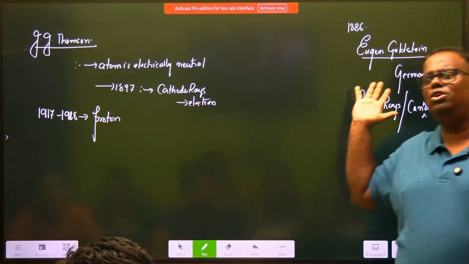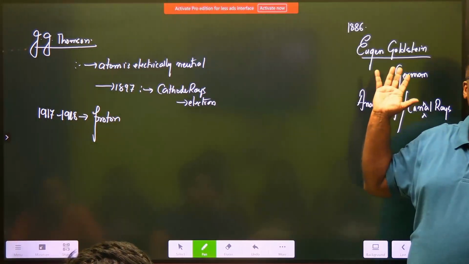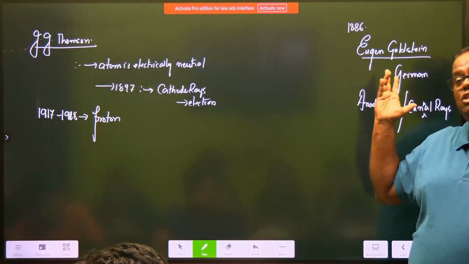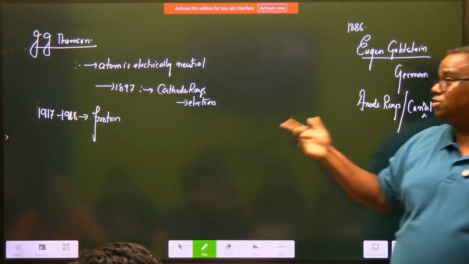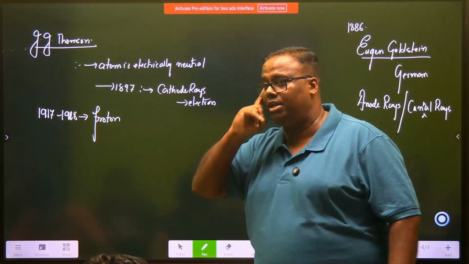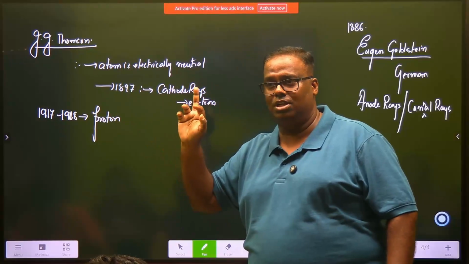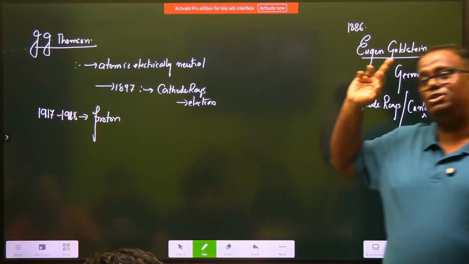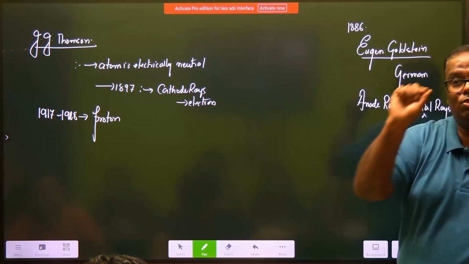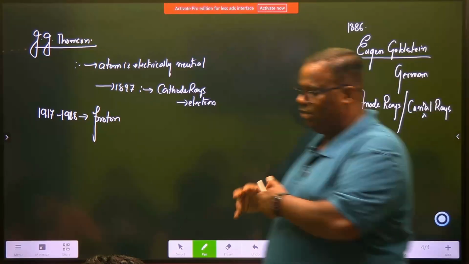Just that he did not coin them as protons or something. But his experimental setup was much before that, so this attribution is not given. Many American books will write that the proton's discovery is J.J. Thomson's. The proton's discovery is not J.J. Thomson's. Eugen Goldstein is the person who discovered it. The documentation of the word proton was not there.